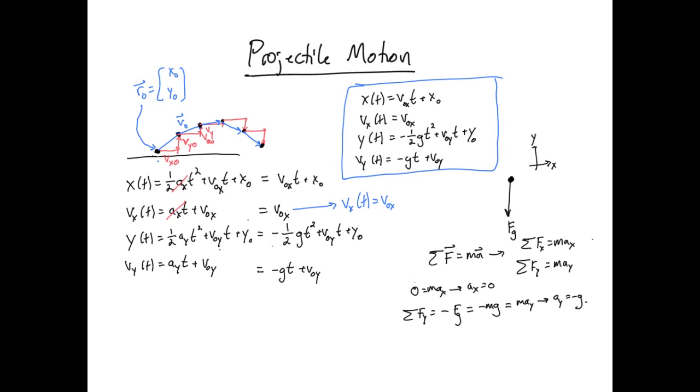They are true for any object which is only undergoing the influence of gravity and has some initial position and initial velocity. Solving these equations is just like solving any other kinematic motion problem. Count your knowns, count your unknowns, form an algebraic solution, and make sure you understand what the problem is asking for.